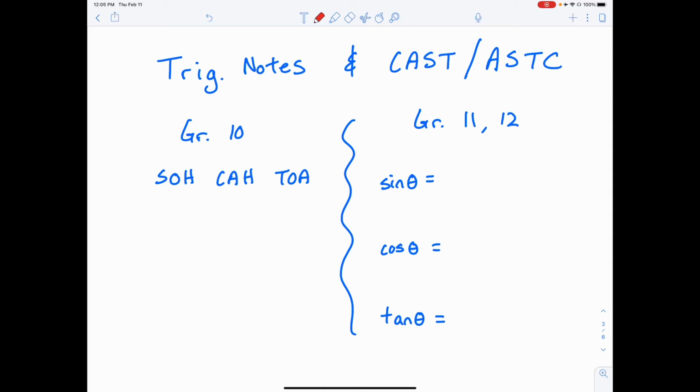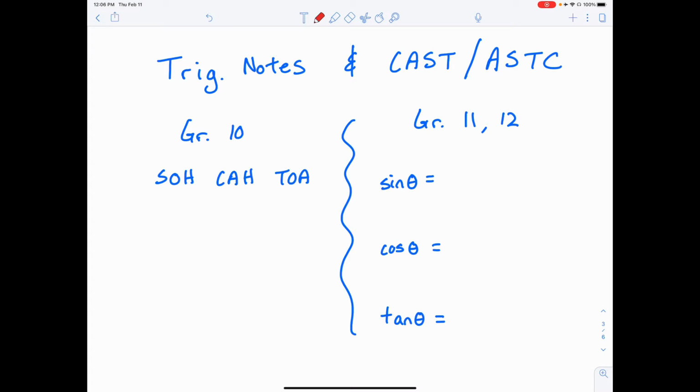Hello everyone. Today we're talking about trigonometry with CAST, also known as ASTC. Before we begin, we'd like to go over a couple of basics. First of all, in grade 10, when we learned about trigonometry, sine, cosine, and tangent, we used the acronym SOHCAHTOA. This basically helped us organize which of the sides to label, right?